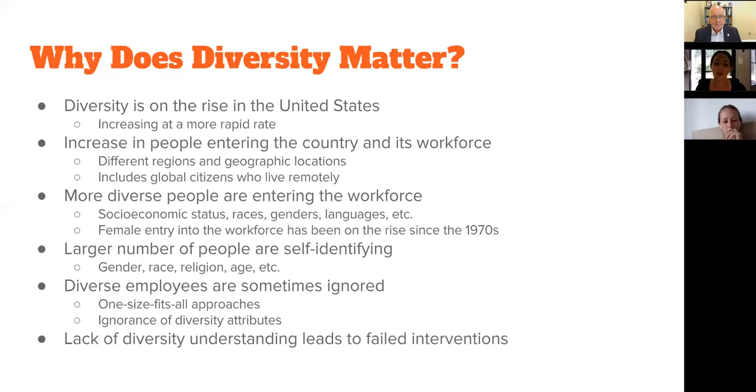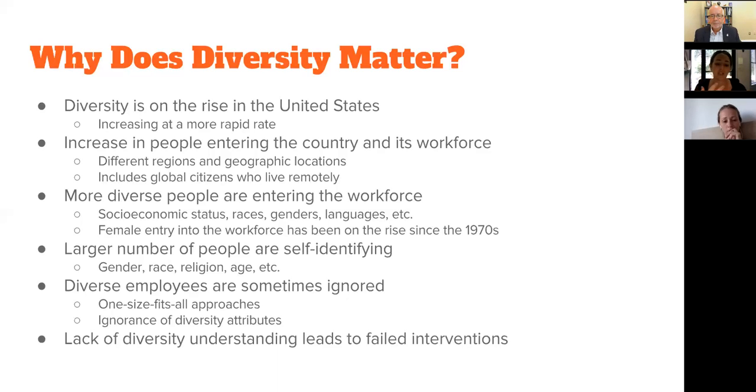Lastly, there's a larger number of people who are self-identifying, which is our third contribution to this rise in diversity in the United States. People are becoming more comfortable clarifying and specifying their gender, their race, their religion, their age, different preferences that they might have. Though that's not universally accepted, it is increasing, which is another reason why diversity is so important.